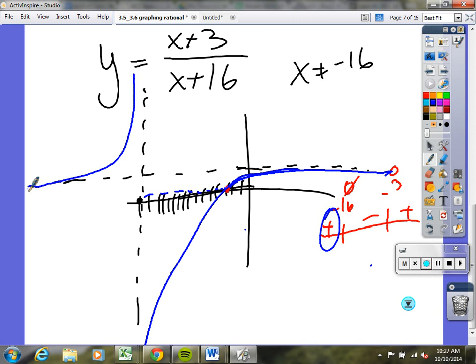If you would like to plug that into your calculator today, go ahead and try it. Your window needs to be at least negative 20 to 20 or something of that sort. Go ahead and try it. Yours just a white board. Let's see.